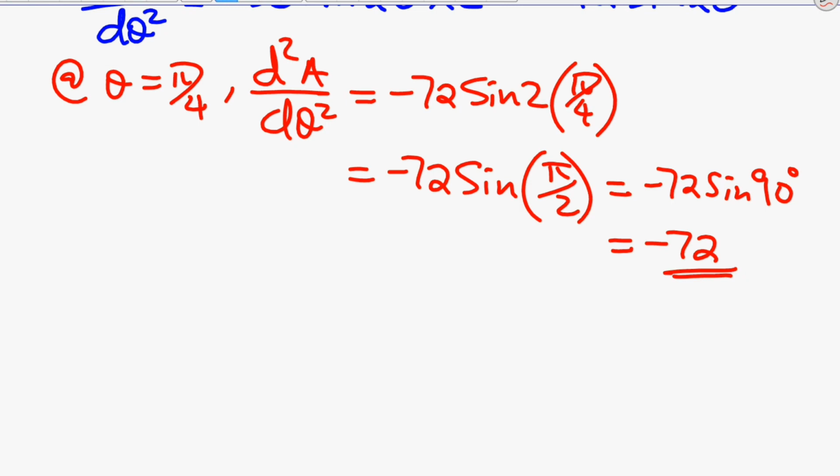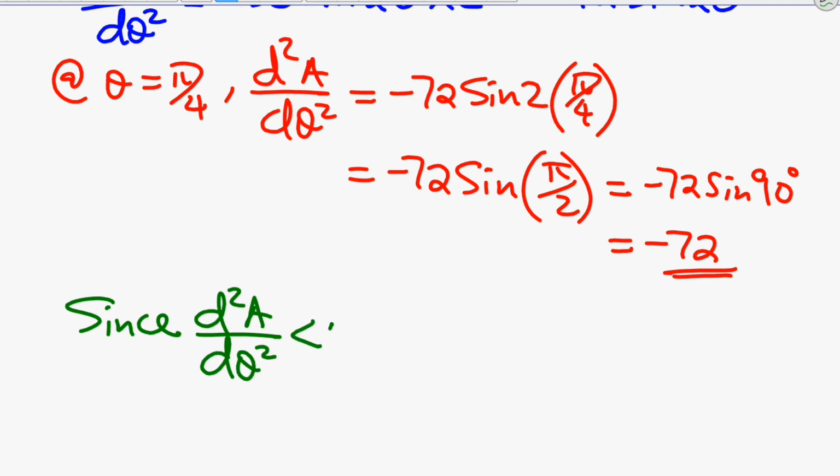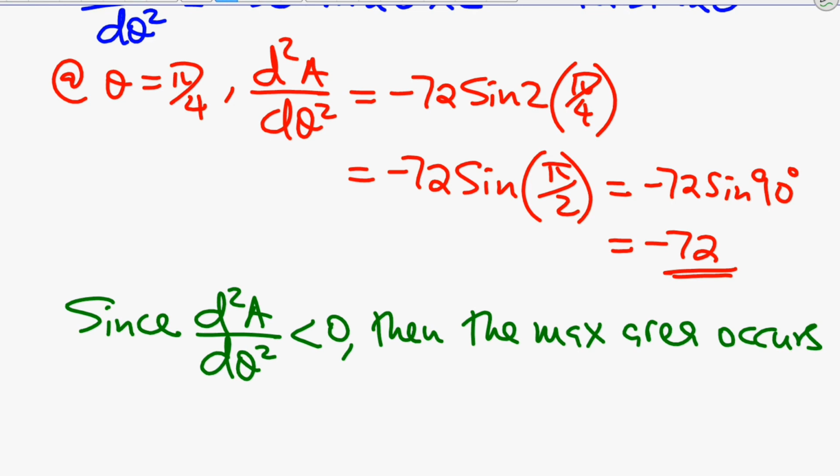So what can we say? We can say that since the second derivative is less than 0, then the maximum area occurs at this point where theta is equal to pi over 4. It's confirmed, it's justified. So since the second derivative is less than 0, then the maximum area, because you're talking about area here, occurs where theta is equal to pi over 4.